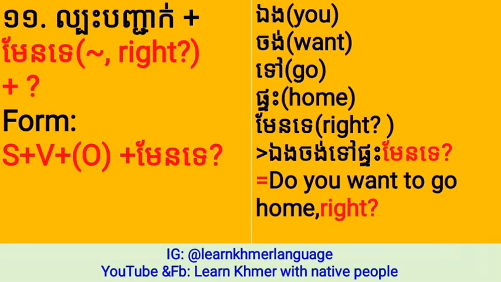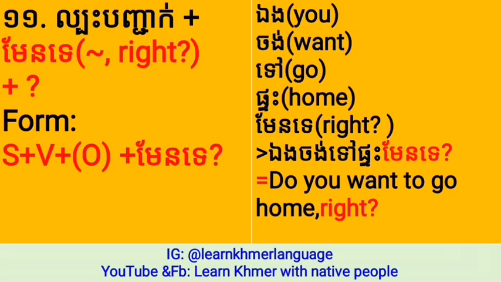And here is the 11th type of question sentence, but I take it to explain first because it's similar to the first, the second, and the third. So we use là bác bánh trẻ plus men tế plus question mark, and the form is subject plus verb plus object, and the word men tế we use at the end of sentence. So let's see the example.